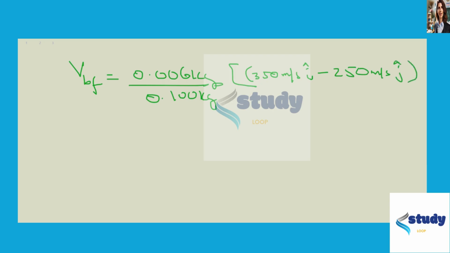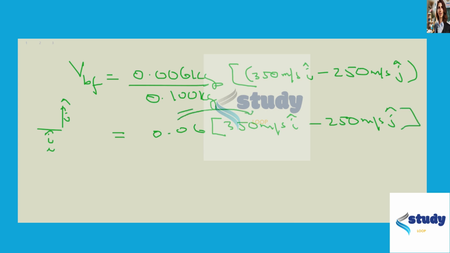Remember, i hat is in the x direction and j hat is in the y direction. That's how it's bouncing off. So when we simplify these numbers, 350 times 0.006 divided by 0.1, so this is 0.06. It's a factor. 350 meters per second i hat minus 250 meters per second j hat.